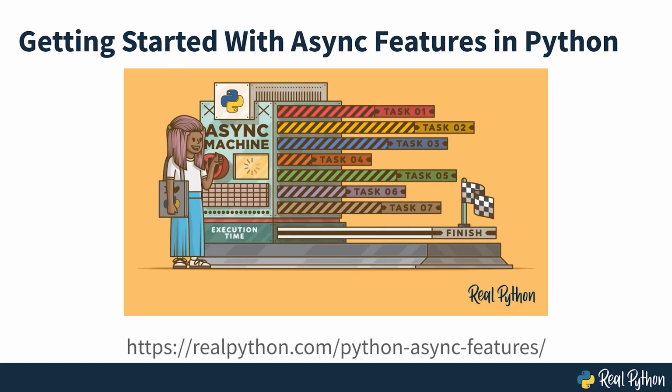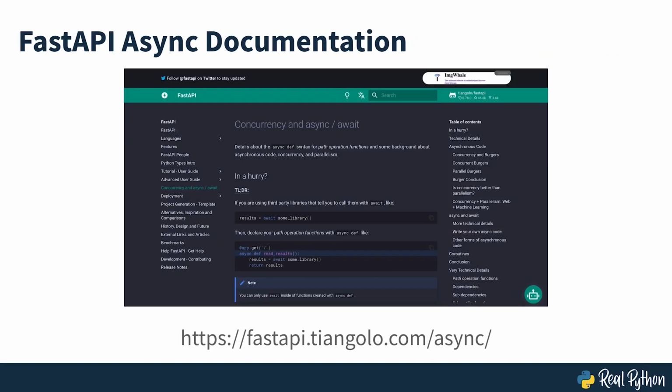If you want to learn more about writing asynchronous code, then check out this Real Python course. And if you're looking for specifics on how FastAPI handles concurrency, then you can check out the FastAPI documentation. Remember that the full source code for this project is available as part of the course materials.